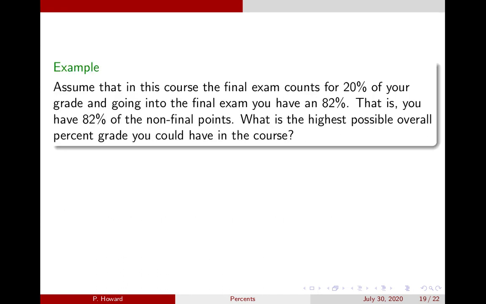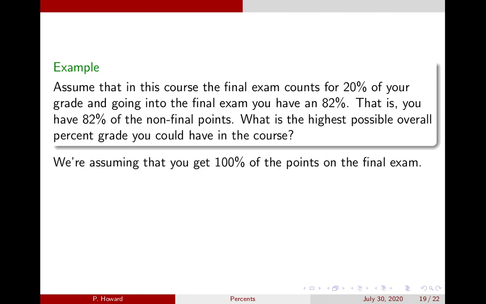Okay, here is a problem which could be useful later in the course. So we're assuming that in this course your final exam counts for 20% of your grade, and that going into the final exam you have an 82%. In other words, you have 82% of the non-final points going into the final exam. So the question is, what is the highest possible overall percent grade that you could have in the course?